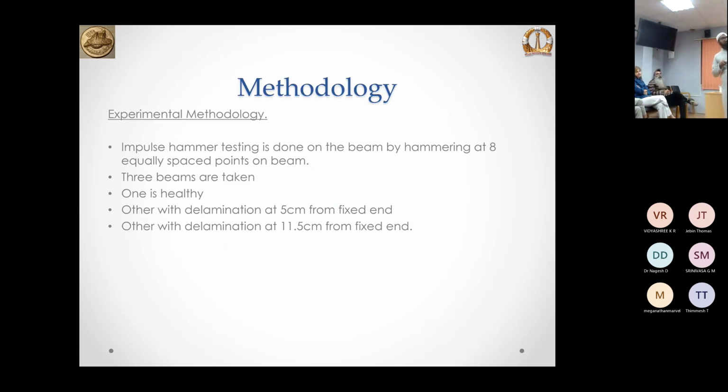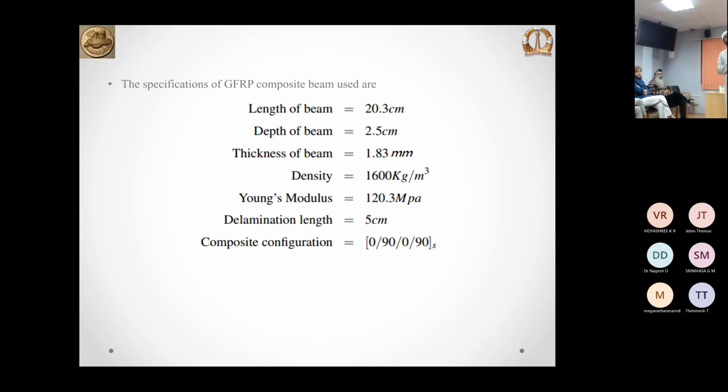So finally, the experiment: I'm using the impulse hammer technique, hammering at 8 locations on the beam. Three beams are taken. One is healthy. Another has delamination at 5 mm from the fixed end, and another has delamination at 11.5 from the fixed end. It means one is at the middle, the other is at the tip. The third one is a healthy structure. So I have 3 beams.